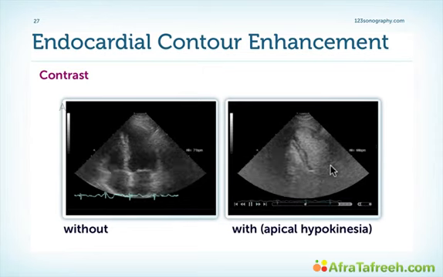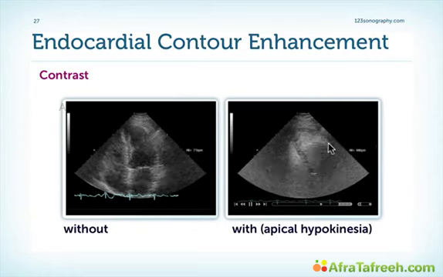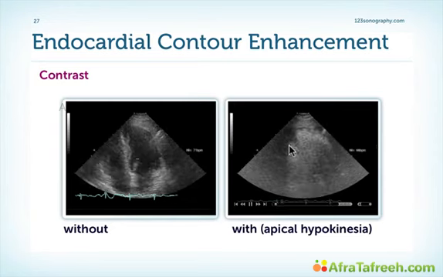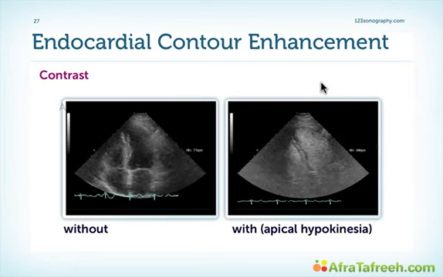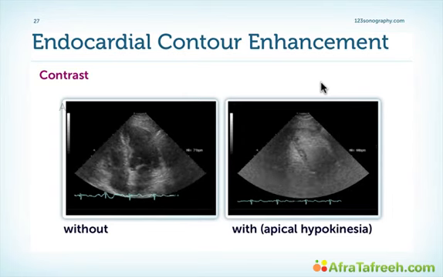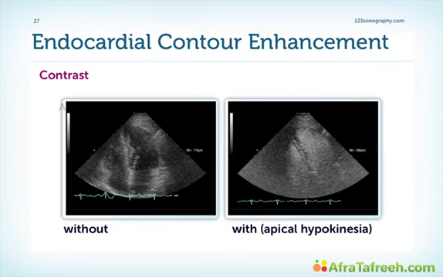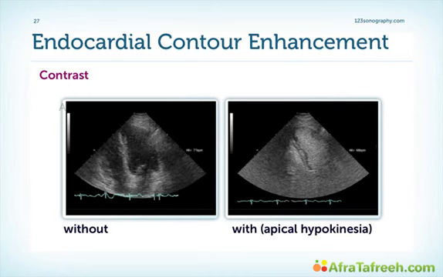We injected this agent and it opacifies the left ventricle, and we can now really delineate the endocardium very nicely. In this patient, we see that there is hypokinesia in the apical wall. So left ventricular contrast agents are very helpful in the setting of patients who are difficult to image and truly enhance our ability to detect regional wall motion abnormalities. You will hear more about contrast agents in our chapter on other techniques.